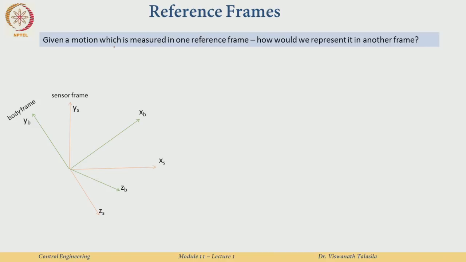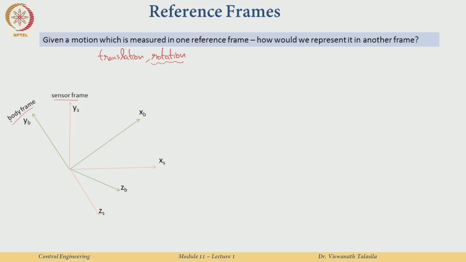We always have to keep track of two quantities. One is the translation, the other is a rotation. We will focus primarily on the rotation over here. I will briefly explain how to take care of the translation afterwards. So, we have two reference frames, as you can see here, the sensor reference frame and the body reference frame. We need to represent one in terms of the other.